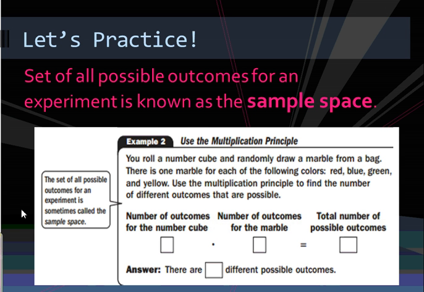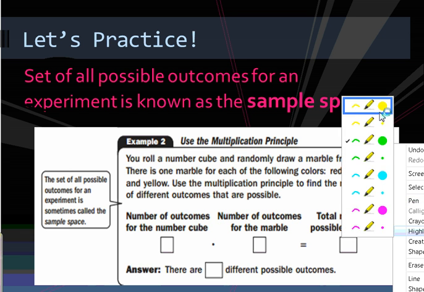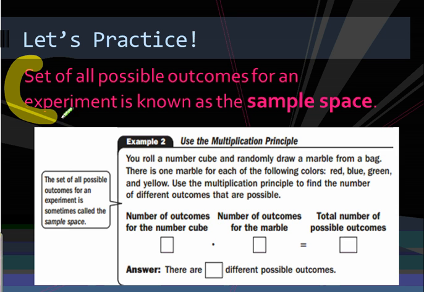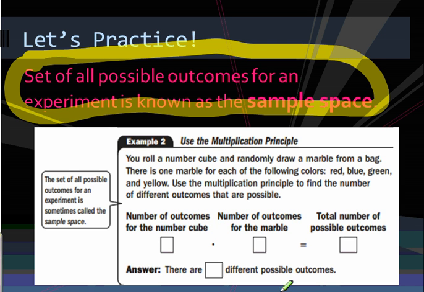Okay, so let's do some practice. The set of all possible outcomes for an experiment is known as the sample space. So this is a pretty important piece of information. Let me pull up a different color, and let me go with the highlighter. Okay, this will stand out. So all of this is what you want to make sure you get into your notes for sure, because it's talking about a sample space, and you will hear me talk about sample space.